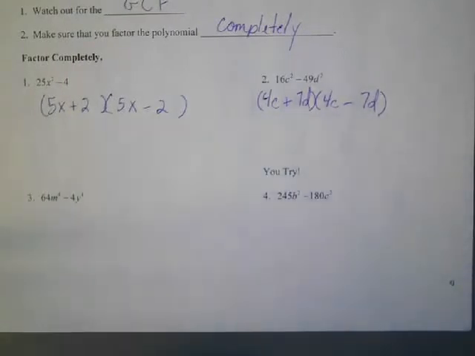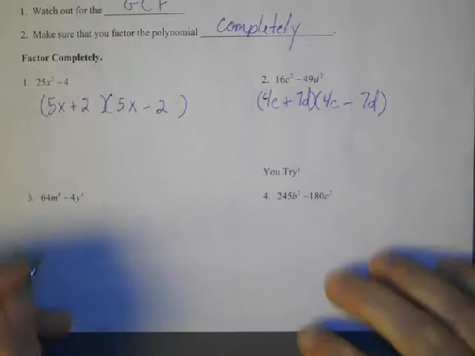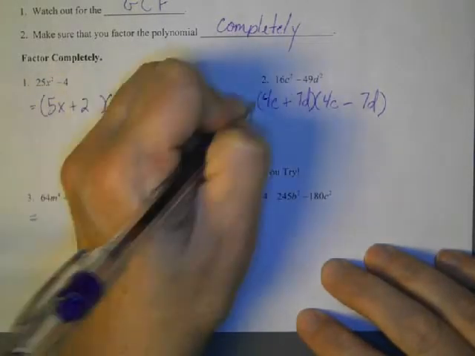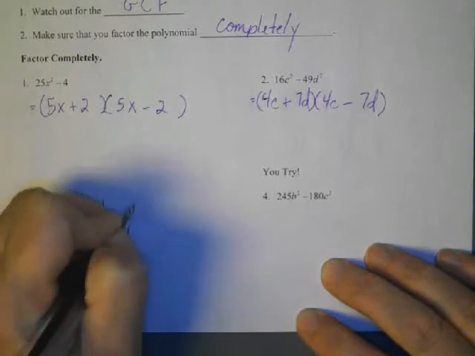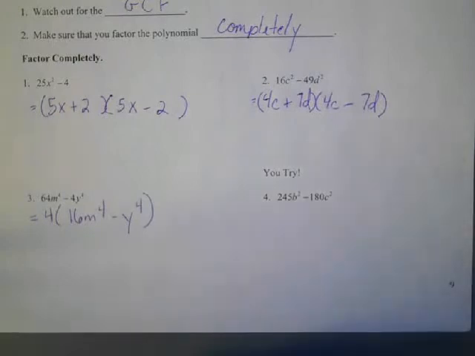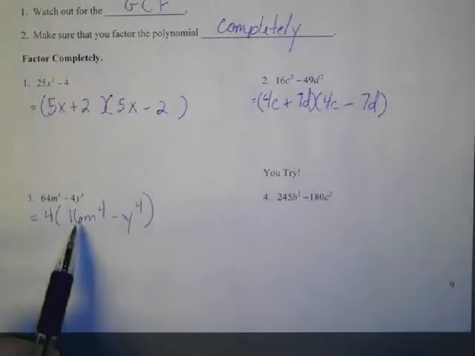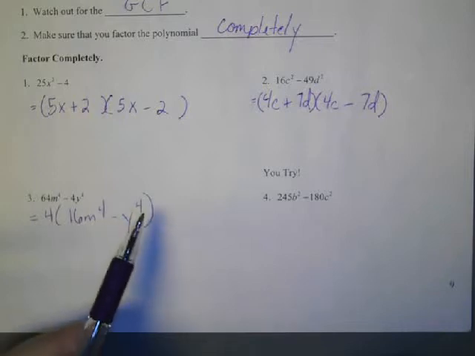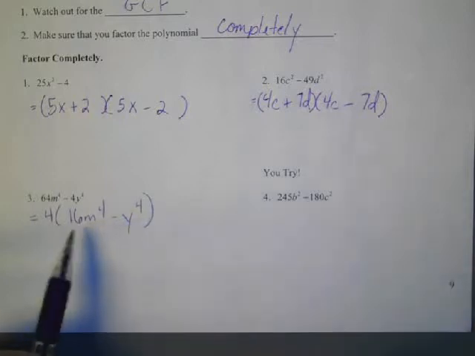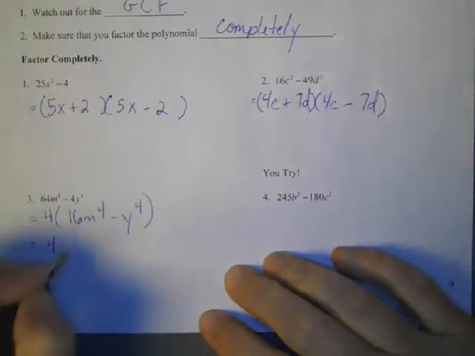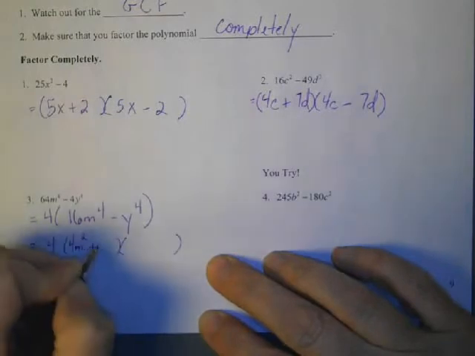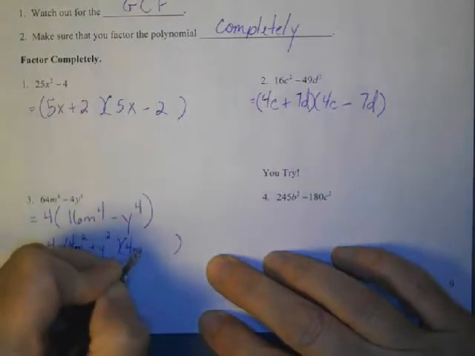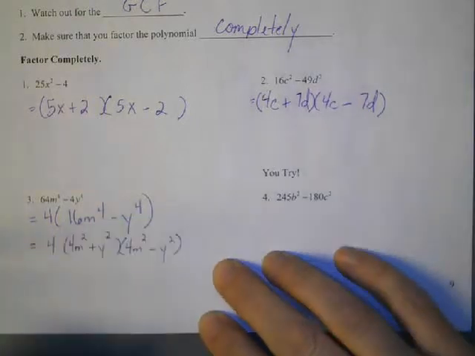64m to the fourth minus 4y to the fourth starts out with a GCF of 4. I'm going to factor it out. Now inside my parentheses, I have a perfect square number and powers that are divisible by 2. So I have a difference of squares. 4 will stay in my answer, and I'm going to write two sets of parentheses. I'm going to write 4m squared plus y squared, 4m squared minus y squared.